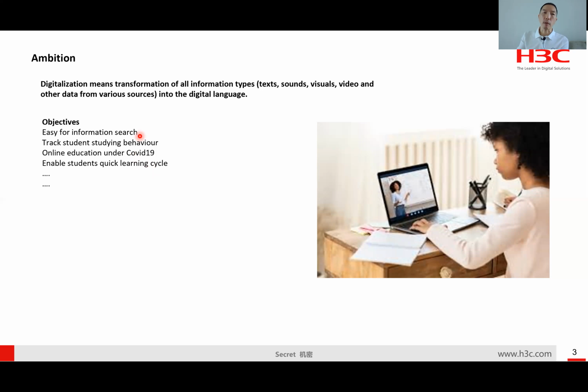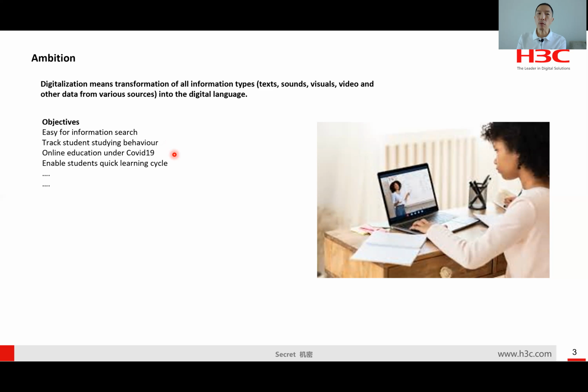Ambition is pretty simple. Let's define what digital transformation is. Actually, digitalization means a transformation of all information types, like text, sounds, video, and other data formats, everything changed into digital language. Why do we have this initiative? Because it will be very easy for the students and teachers to search. And also, we can track student behavior very easily, what they study, what articles they read, what material they study. Because everything is digitalized, we can track and know easily.